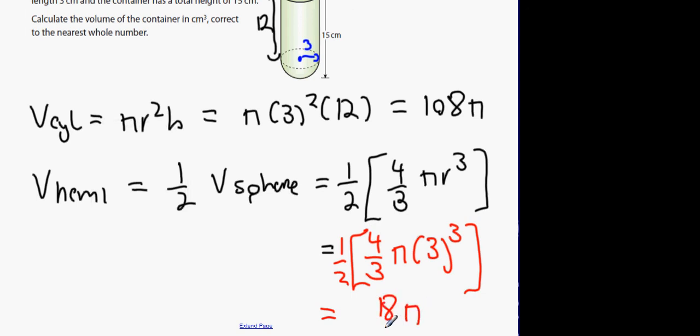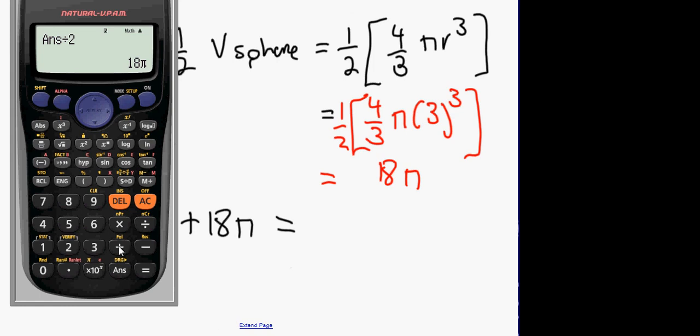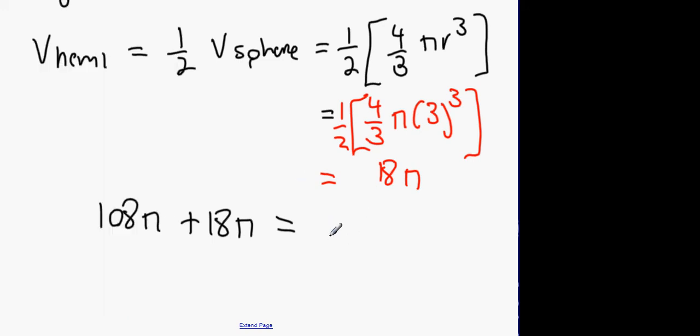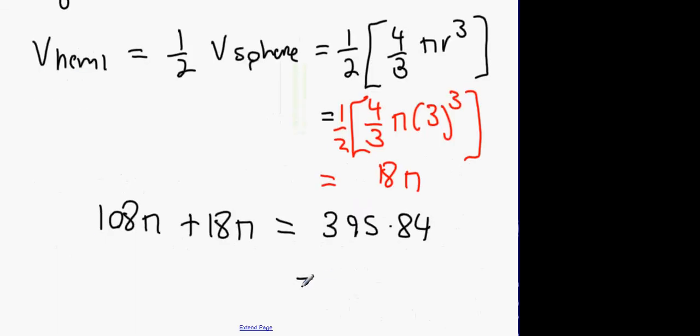Now, add them both together. And what do we get? So that's 108 pi plus 18 pi, and convert it into decimals. 126 pi, which is 395.84. Who got 395.84? Anybody? Yeah, well done. And it wants us to round off to the nearest whole number. That will make it 396 centimeters cubed. Okay.